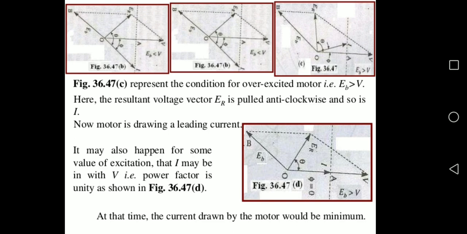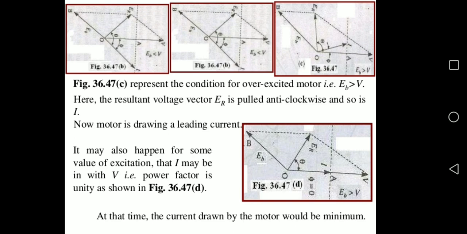So here is figure 36.47c, the phasor diagram for the overexcited condition. Normal, lagging and overexcited conditions are shown. The resultant voltage vector ER is advanced in the anti-clockwise direction. Now the motor is drawing a leading current.